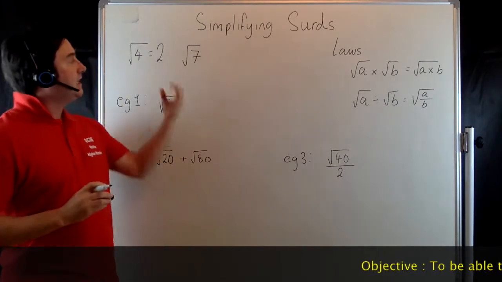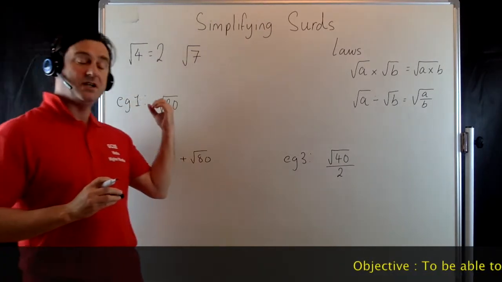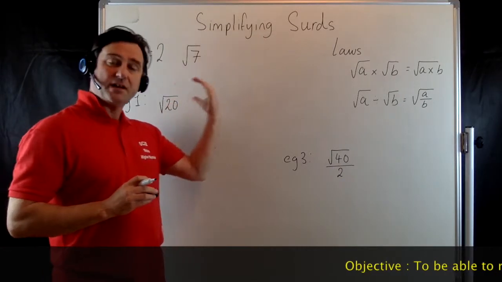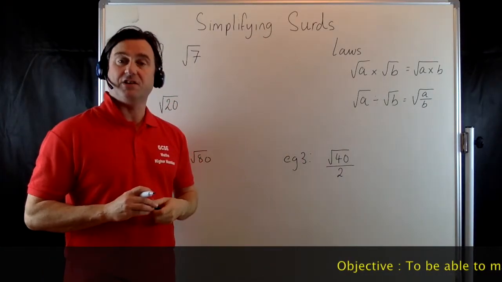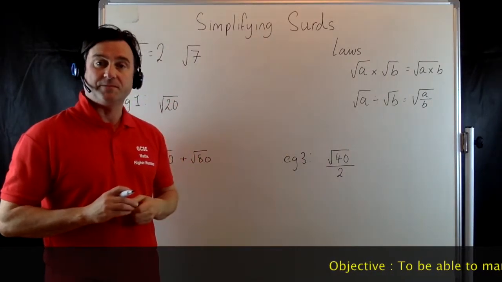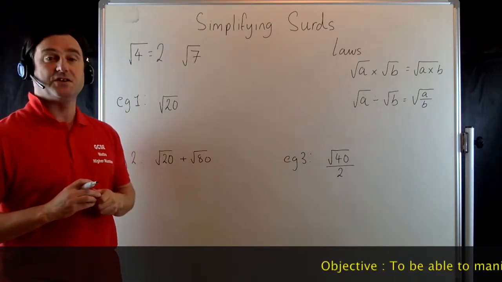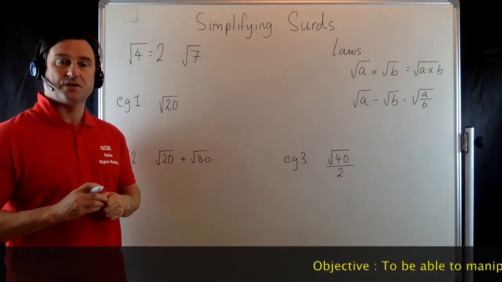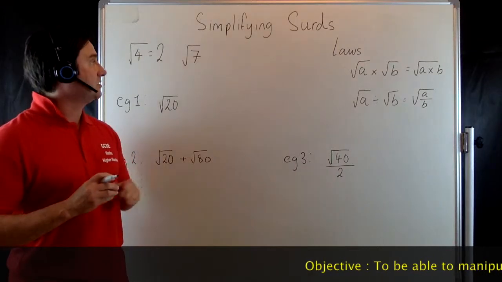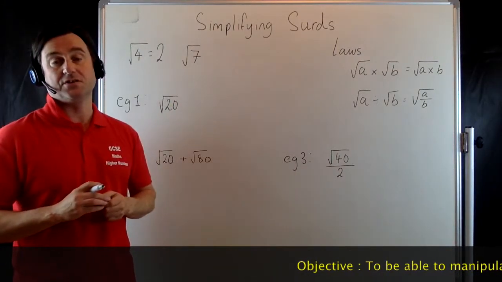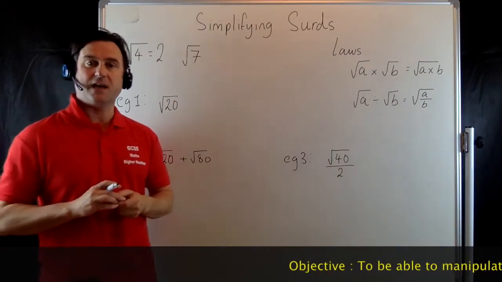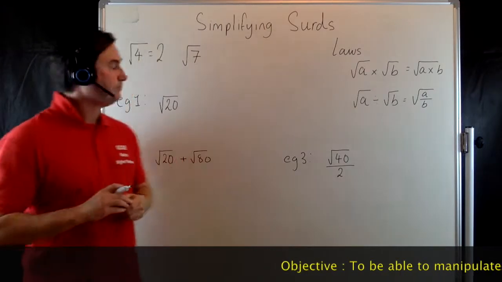But root 7 hasn't got an actual answer that we can write exactly. If we try and find root 7, we're going to need a number times itself, and that number will go on forever. It can't be written as a fraction or an integer. So root 7 is a surd, but that is the exact answer. And mathematicians like to leave answers in surds because we do like to be exact when we're working things out.